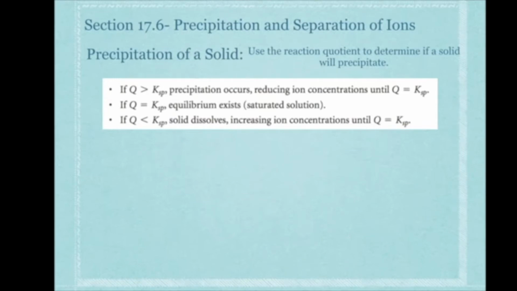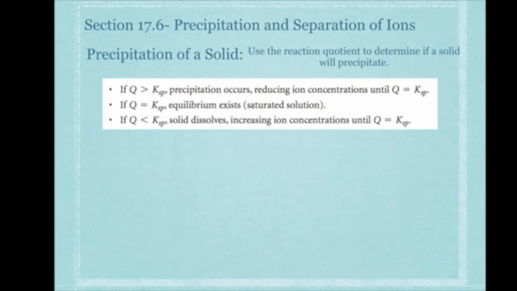Well, this makes sense because if your Q is larger than your KSP, that means that the amount of product you have is too high, and therefore you want more reactant to form. Well, keep in mind your dissociation equation, your reactants are the solids. So if you're forming more reactants because your Q is too large, that means you're going to form a solid. And so precipitation will occur, the formation of a solid.